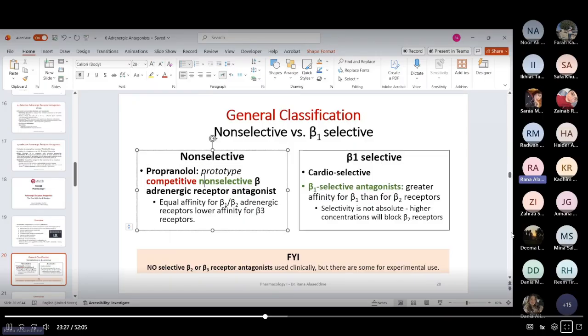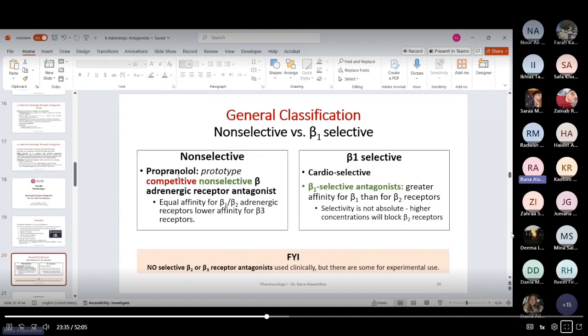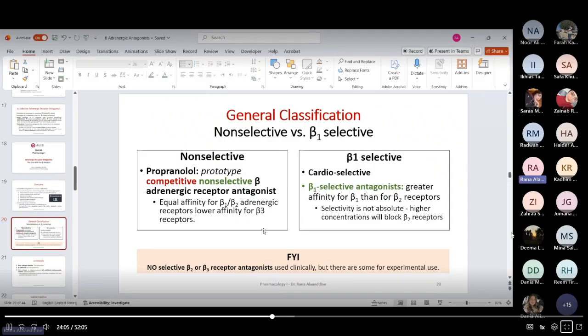For the non-selective, the prototype is propranolol. Those are all drugs that end with LOL. Propranolol is a competitive, non-selective beta adrenergic receptor antagonist, or a beta blocker. It can bind to both beta 1 and beta 2. Whereas beta 1 selective doesn't bind to beta 2, so it doesn't have certain side effects that we're going to talk about. This is cardioselective, specific to the heart. It acts on the heart mainly.